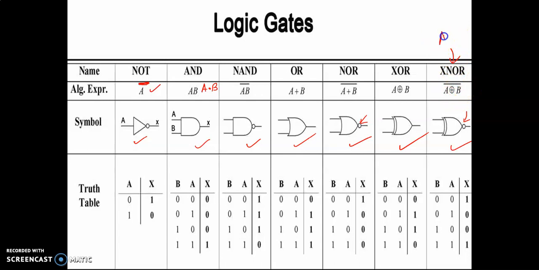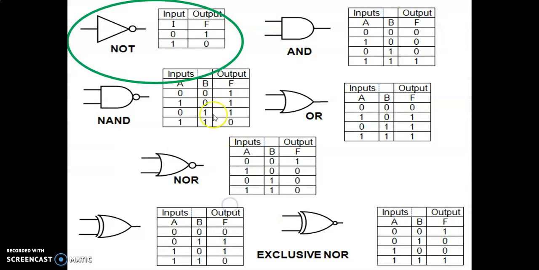XNOR is also denoted by an algebraic expression like this, that is A and B with a dot and a circle surrounding the dot. This also denotes XNOR operation or XNOR logic function. Okay, now look at the truth table here. This tells us exactly what this gate does. Let us see each one in detail.